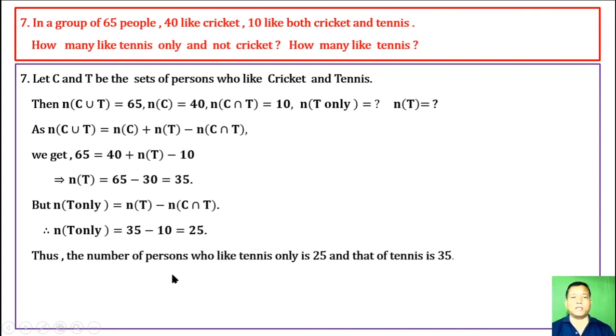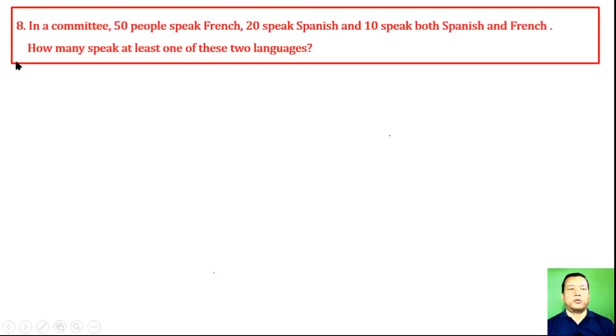Thus, the number of persons who like tennis only is 25 and that of tennis is 35. Question number 8. In a committee, 50 people speak French, 20 speak Spanish, and 10 speak both Spanish and French. How many speak at least one of these two languages?